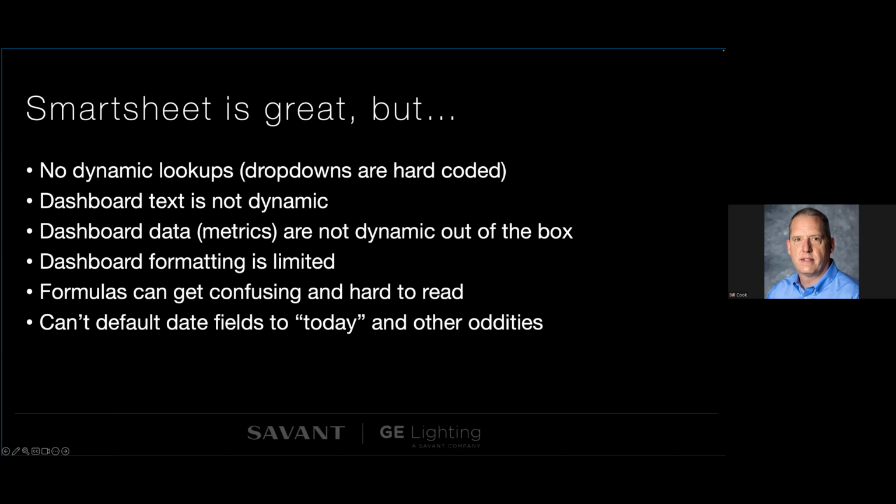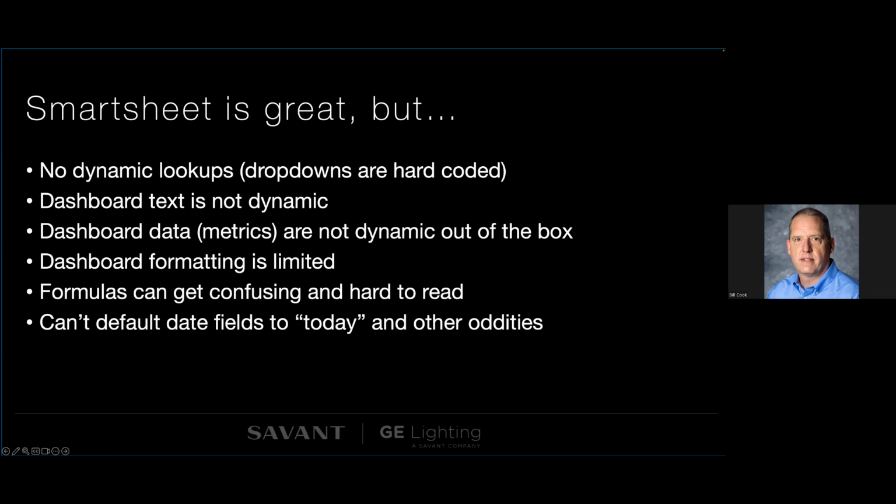Dashboards, which we'll look at, text is not dynamic. So the only way to get text to appear on a dashboard is to type it in. Sometimes the data, which they call metrics, is not dynamic. Basically, the dashboard points at a specific cell in the spreadsheet and displays that value. You can imagine how that could break. Formatting is kind of limited. Formulas can get confusing. Like I said, they're nearly identical to Excel formulas, but the way it handles cross sheet references makes them hard to read and long to read, and that makes troubleshooting difficult.